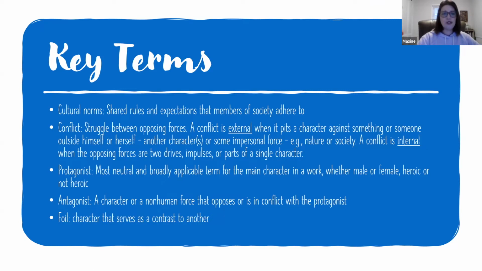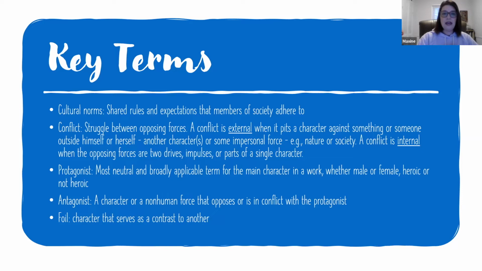are cultural norms, those being shared rules and expectations that members of society adhere to. Conflict: I'm sure in school you studied external versus internal conflict, and we know that a story can't exist without conflict. Conflict is what drives the story. It's a struggle between opposing forces, and it doesn't necessarily have to be people. A conflict is external when it pits a character against something outside of himself or herself. So again, another person, or something in nature, or society.